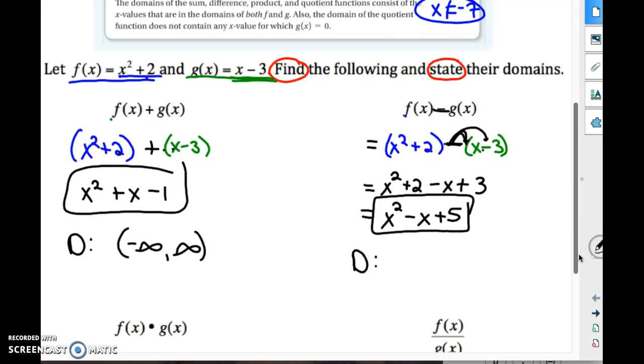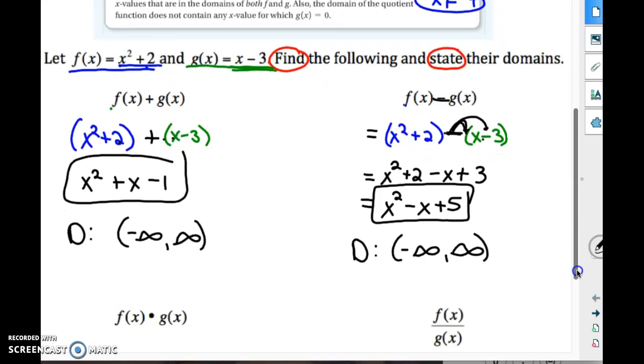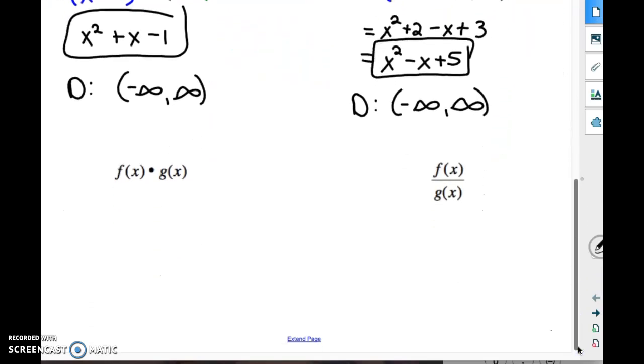There aren't any fractions to worry about or square roots or anything. So our domain is going to be all real numbers.